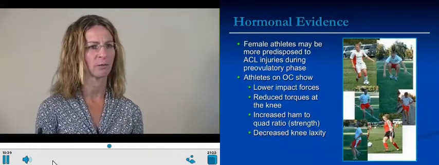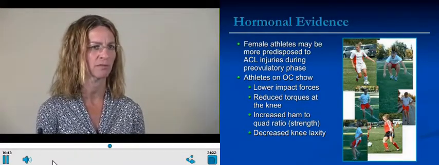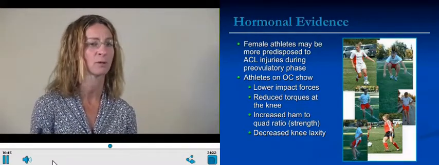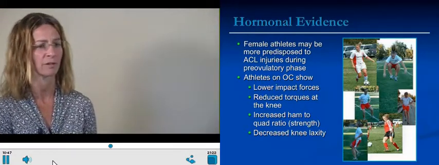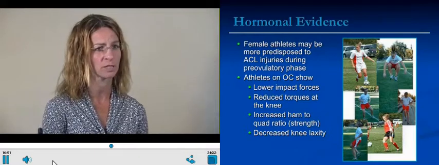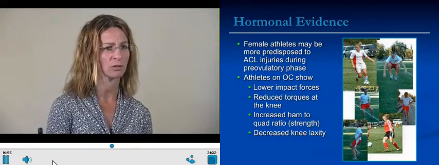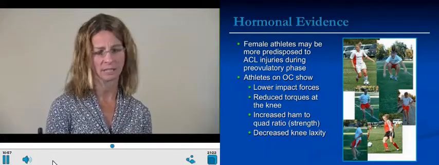So again, what is the take-home message about hormonal evidence? Well, female athletes may be more predisposed to ACL injuries during the preovulatory phase. Athletes on oral contraceptives show lower impact forces, reduced torques at the knee, increased hamstring to quadricep ratio, and decreased knee laxity.